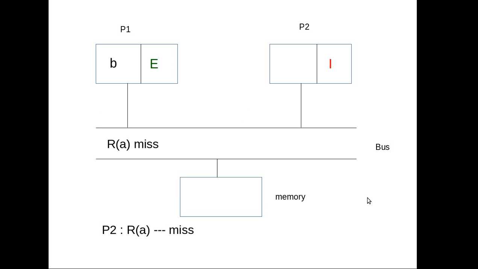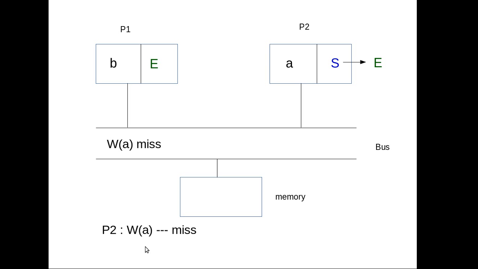Next, read of A for P2. As P2 cache is in invalid state, read A is a miss, place it on bus, and we can directly read it from memory. P2 reads data from memory and places in cache. Now the cache state moved from invalid to shared.